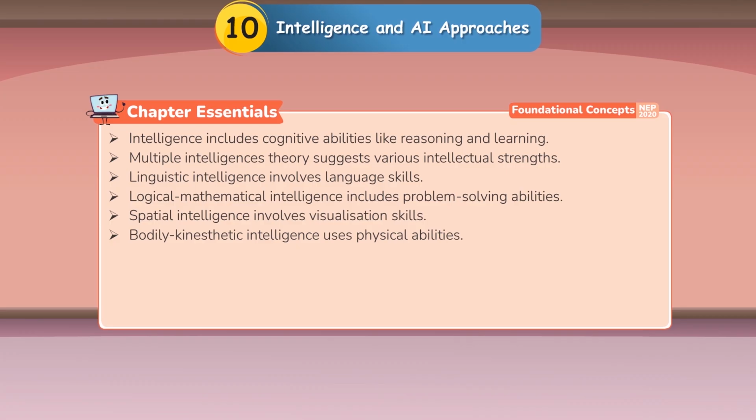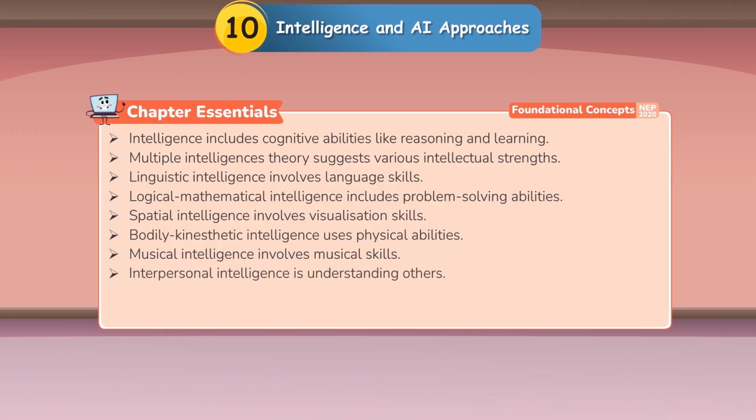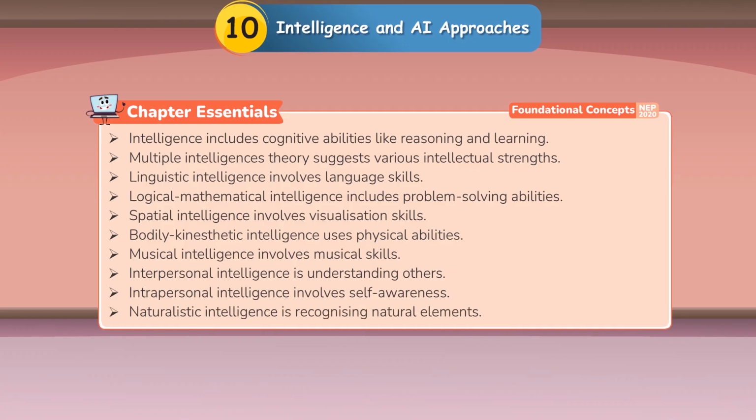Bodily kinesthetic intelligence uses physical abilities. Musical intelligence involves musical skills. Interpersonal intelligence is understanding others. Intrapersonal intelligence involves self-awareness. Naturalistic intelligence is recognizing natural elements.